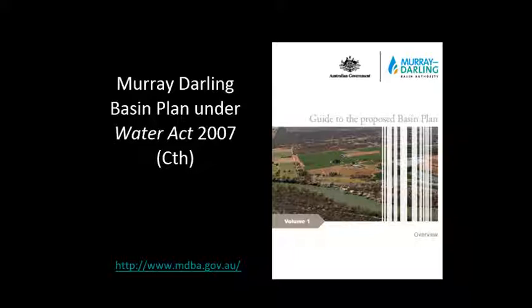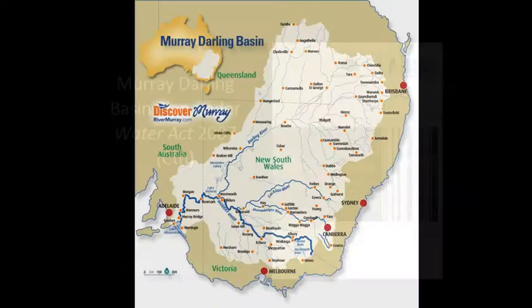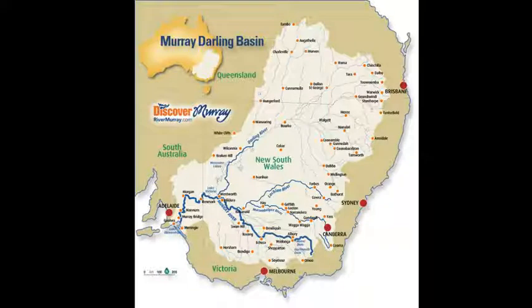Let's go on to just mention the Murray-Darling. The Murray-Darling, as you know, is a massive river system stretching from Queensland through New South Wales, Victoria, and out through South Australia, Australia's biggest river system.